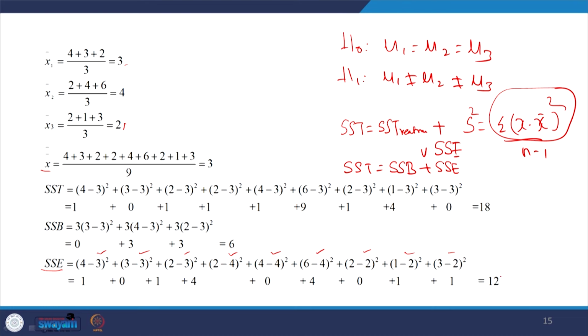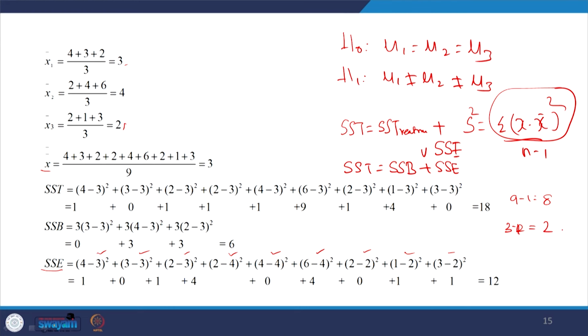So, what happened? The SST is divided into two categories. One is variance due to treatment, the other is error variance or individual variance. The second thing is we have to find out the degrees of freedom. For SST, what is the degrees of freedom? There are 9 elements, so 9 minus 1, that is, the degrees of freedom is 8. For SSB, there are 3 columns, so 3 treatments. So, 3 minus 1, 2 is the degrees of freedom.